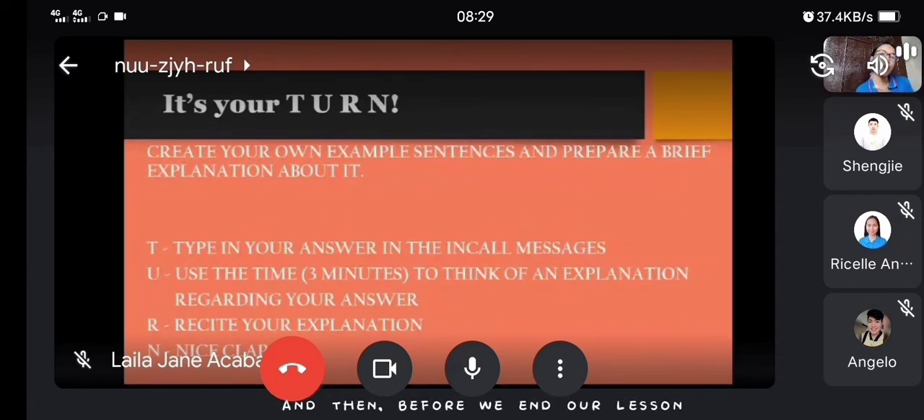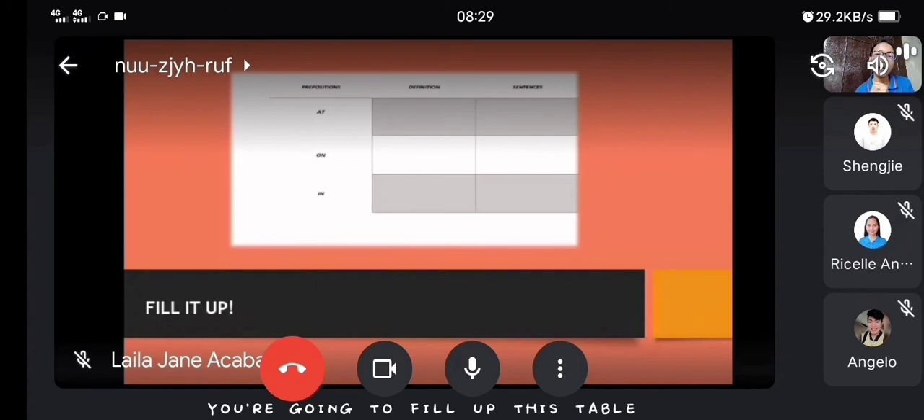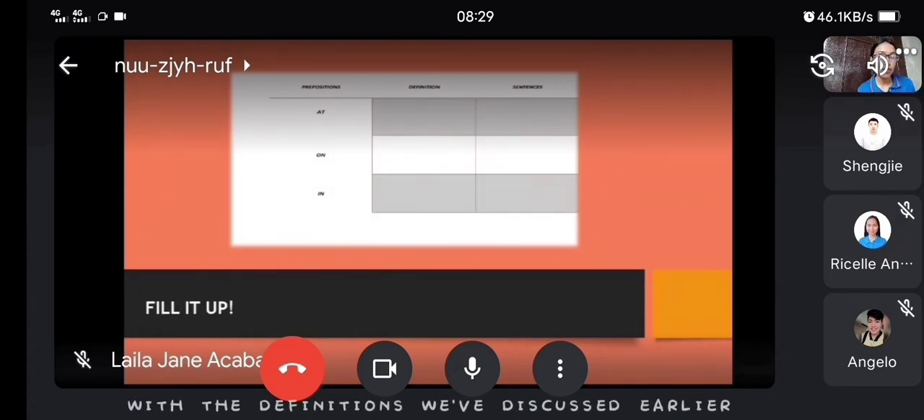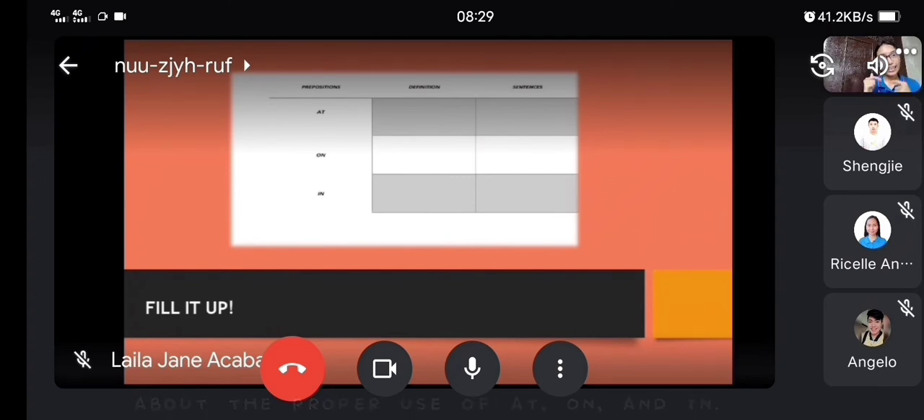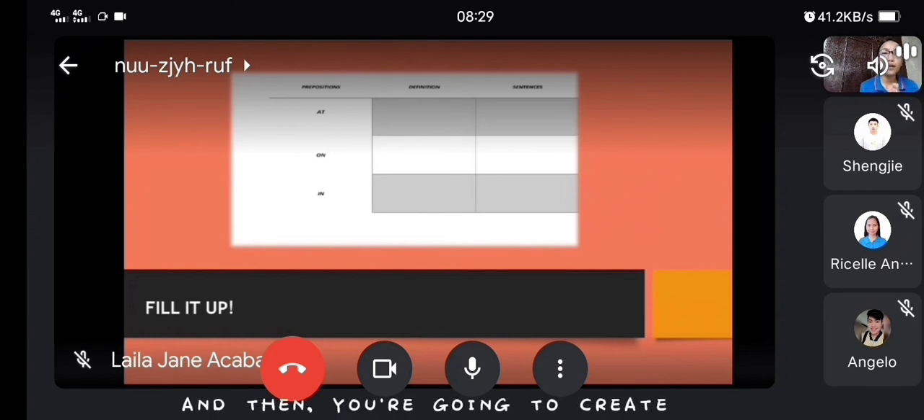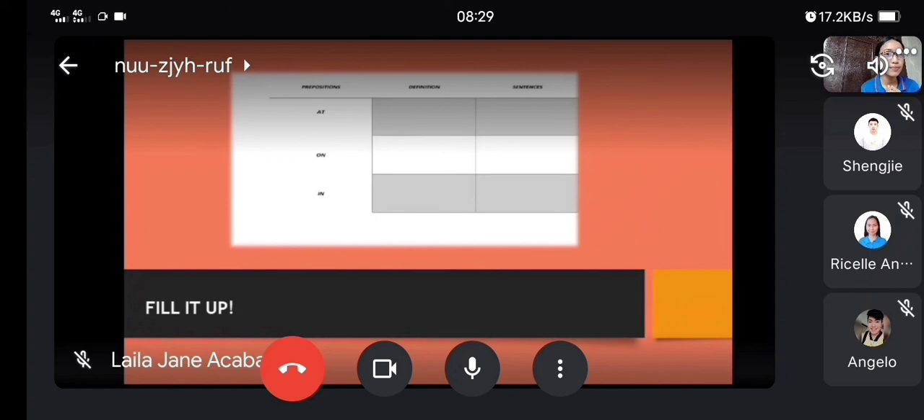And then, before we end our lesson, we have our last activity. You're going to fill up this table with the definition we've discussed earlier of the proper use of at, on, and in. And then you're going to create at least two sentences using at, on, and in. Is that understood? Yes, ma'am. Okay, thank you. You can start now.